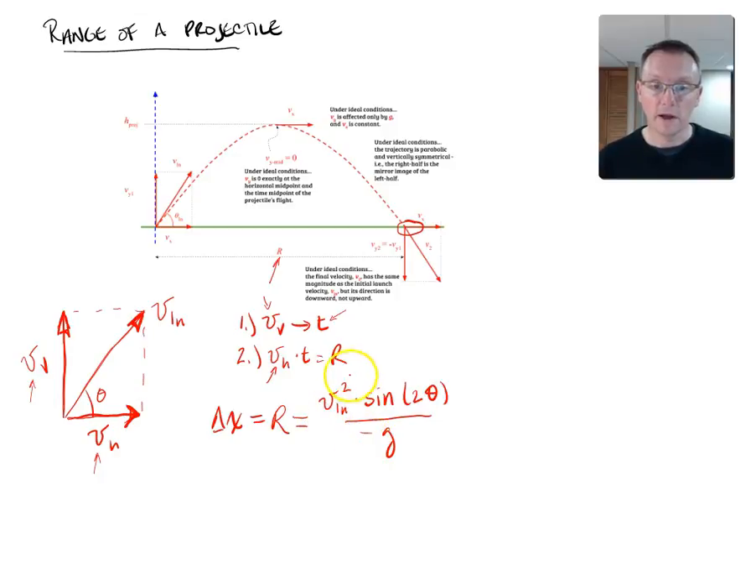Number 1, they forget the fact that the launch velocity right here is squared. Number 2, they forget the fact that this is the launch velocity itself and not either the vertical or the horizontal components. So what I'm really talking about is this guy right here. That velocity's magnitude goes in right here. And so we have to be careful about that.